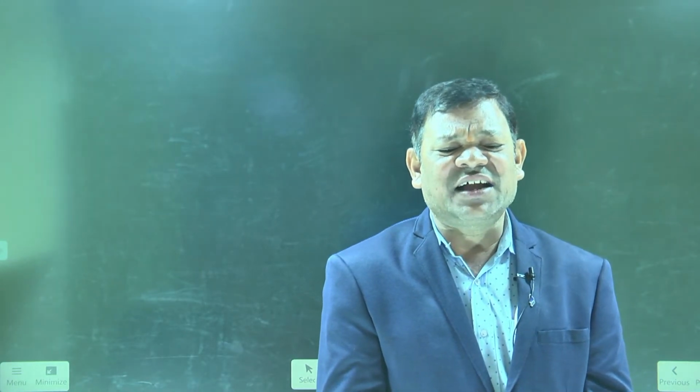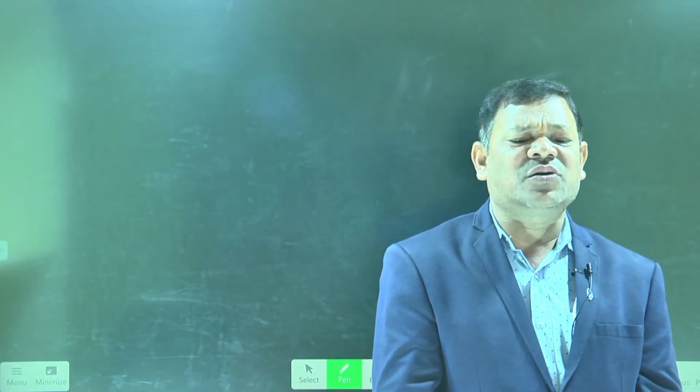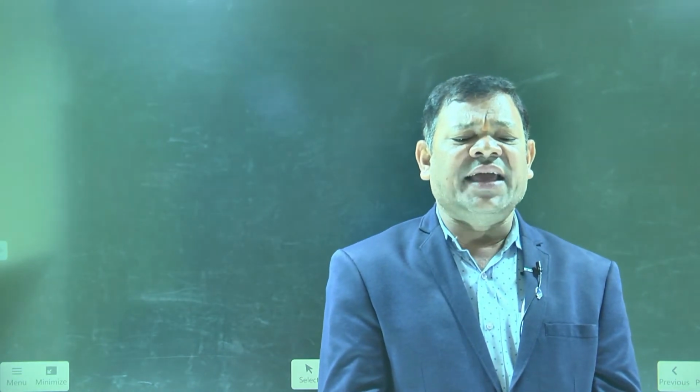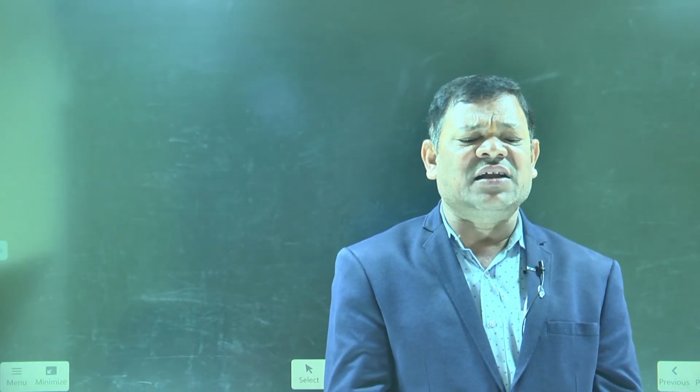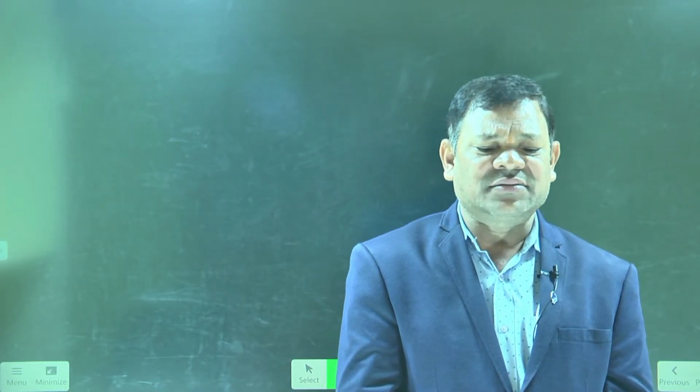What is the mixed gland in our body? Mixed gland: half of the gland is endocrine gland, half of the gland is exocrine gland. Pancreas is the mixed gland. Okay.